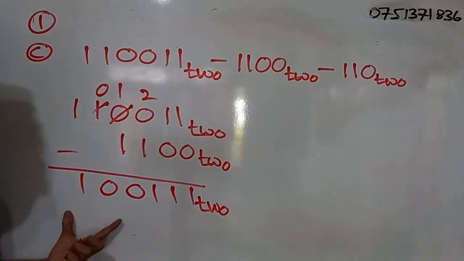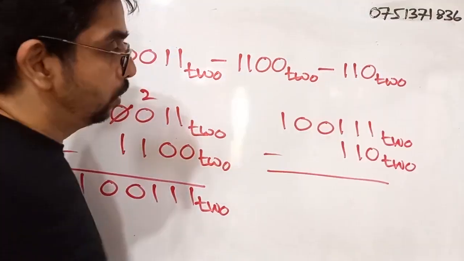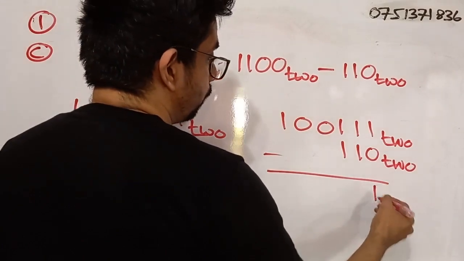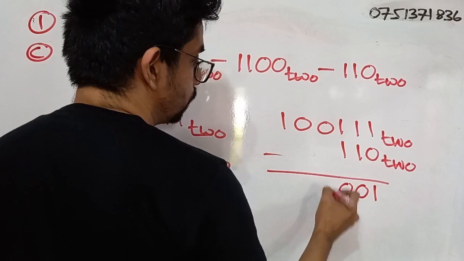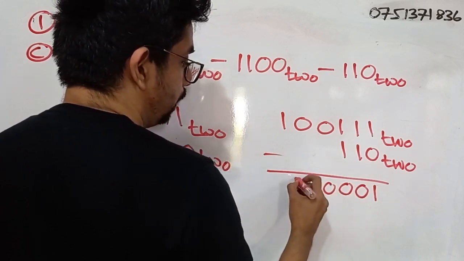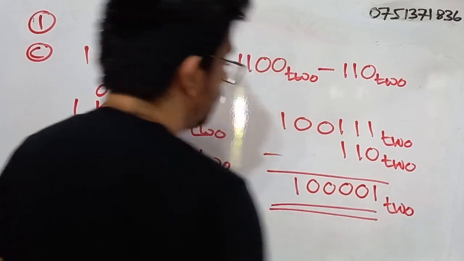Now this is not the answer. From this again we have to subtract this value. Okay, 1 minus 0 we get a 1. 1 minus 1, that's a 0. 1 minus 1, that's a 0. So here we have two zeros again, then followed by a 1. Base is 2. So this will be the answer.